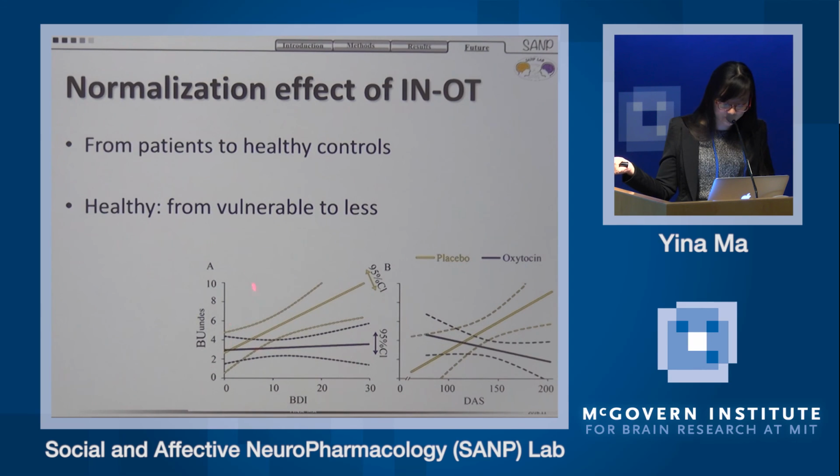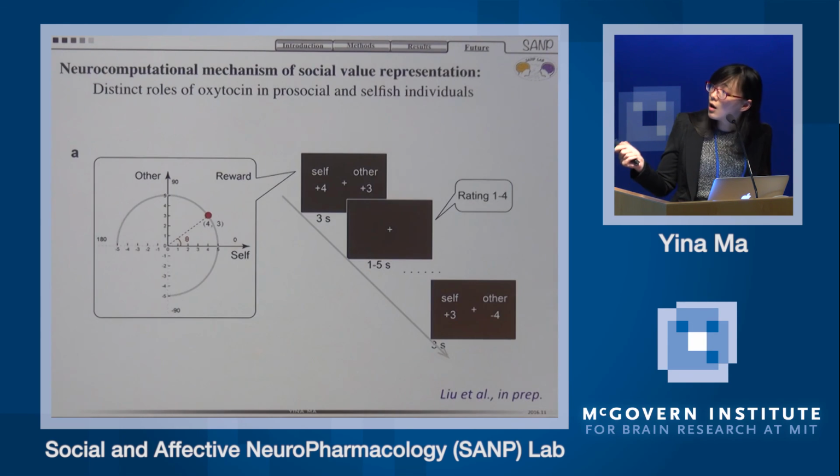So our recent work has shown this normalization effect also in non-clinical related aspects. In this study, we are interested in the division of resources. So counterbalance between the benefits to your own self and to other people is actually a very fundamental decision to make for everyone. Thus, we conducted this pharmacological fMRI study to reveal the neurocomputational mechanism underlying the effect of oxytocin on social value representation. So specifically, we are interested in how oxytocin influences the computations involved in the representation of the self-interest and other interest in two groups of individuals.